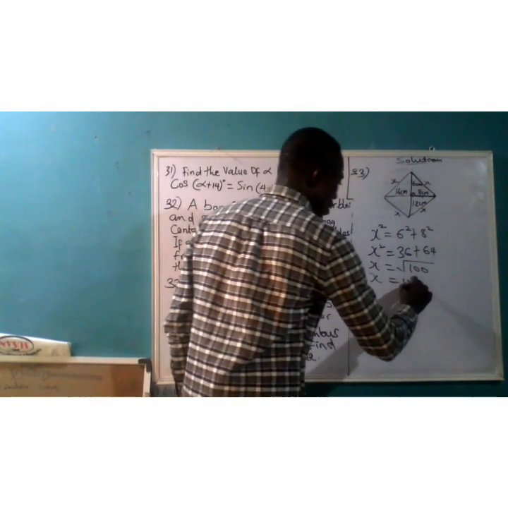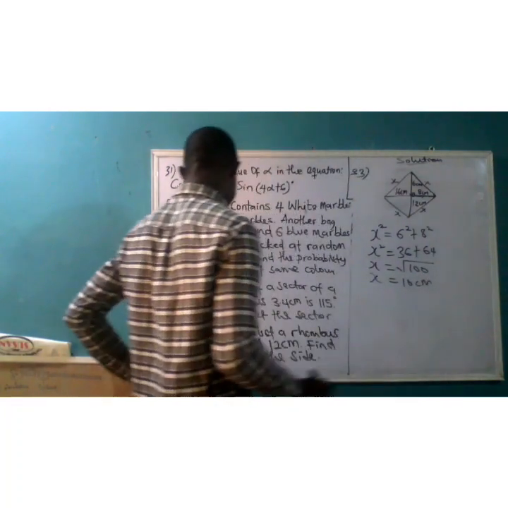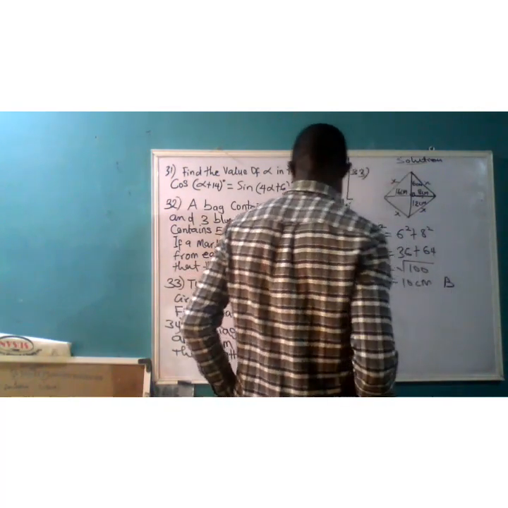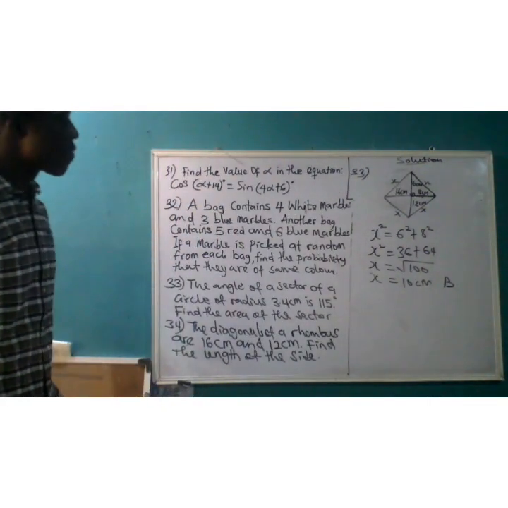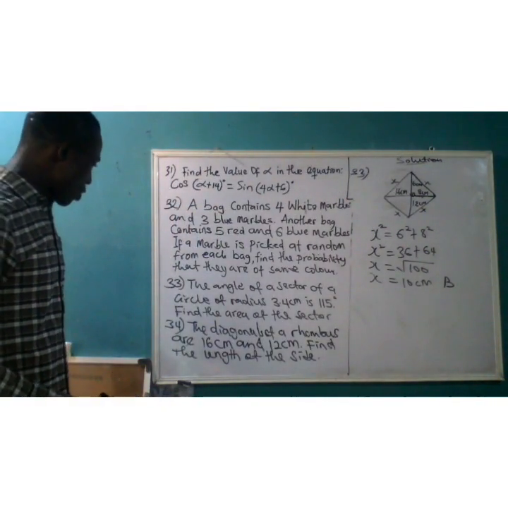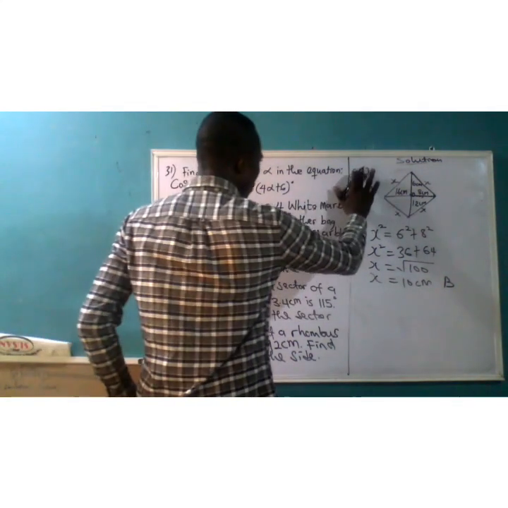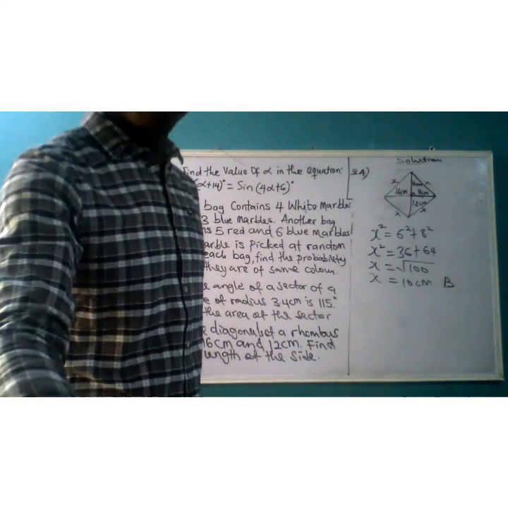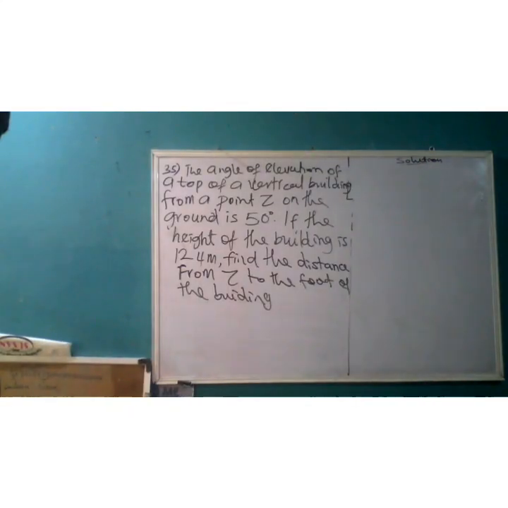So let's look at 10 centimeter. The option that has 10 centimeter, Option B, is the correct option to this very question. That is question number 34. That's the answer to question number 34. Moving to question number 35. Now let's take question number 35.